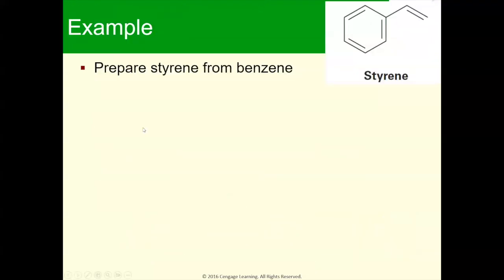All right, so let's just practice this a little bit. We want to prepare styrene from benzene using what we just talked about. Let's think about a way where perhaps we could prepare styrene, and you've got the structure for styrene right there. We're going to start with benzene, so let me draw that.